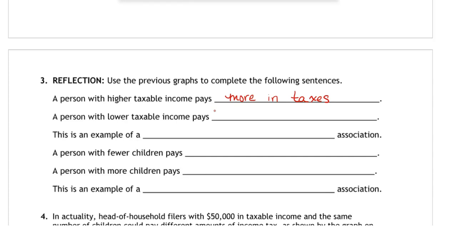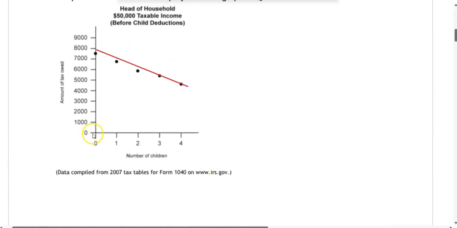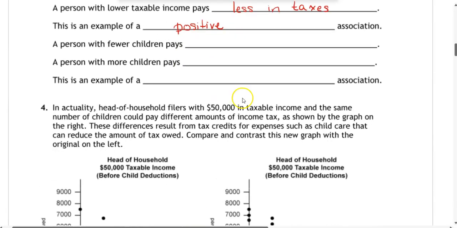Okay, so then a person with lower taxable income pays less in taxes. All right, this is an example of, as I already mentioned, a positive association. Okay, now a person with fewer children pays, so let's come up here, fewer children. So a person with fewer children, they're paying more than the person over here with 4 children who's paying less.